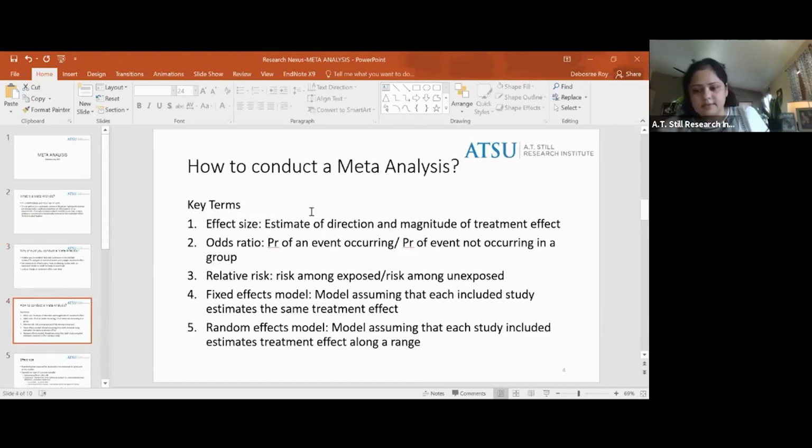And then we come to the meat of the presentation. So how do you conduct a meta-analysis? Before I jump onto this, do you have any questions? Okay, it sounds like you don't.